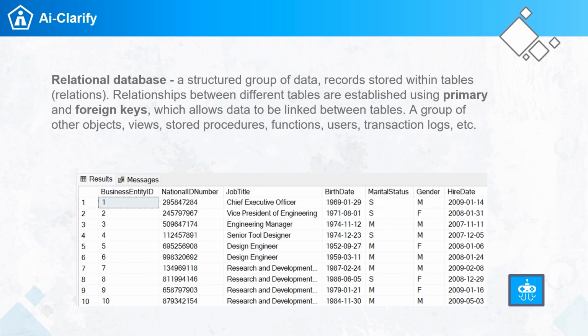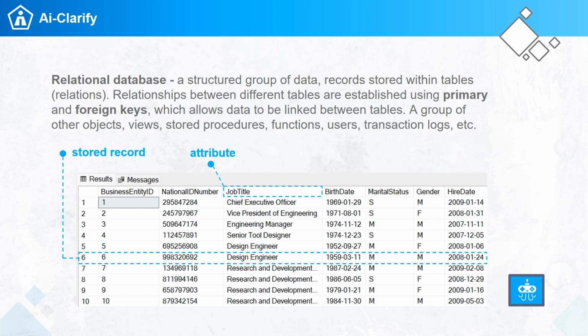The data itself is organized in tables with rows and columns. Each table represents an entity, and a row in the table, which is called a stored record, represents a separate occurrence of that entity or an object about which we store data, for example employee. Named columns indicate the attributes of that entity, for example job title with value design engineer. The set of values that a specific attribute can take is called a domain, where all data in a table must be within defined values and of the same predefined data type.